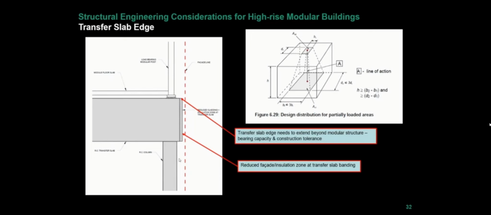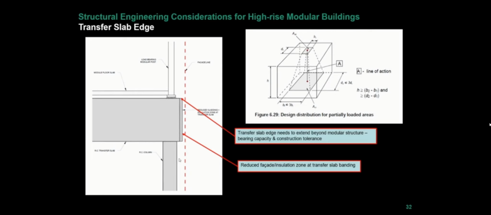The final point on the transit slab then, another kind of contentious issue with architects is on these tall buildings, there's quite high compression loads in the external module posts. And in Eurocode, there's quite a significant reduction in your allowable bearing stress near the edge of the slab, due to the picture on the right hand side there from Eurocode 2.